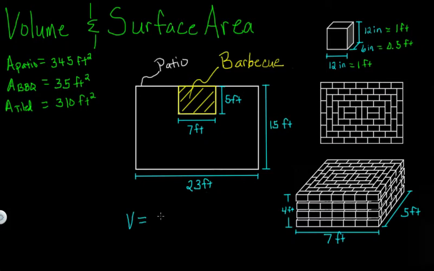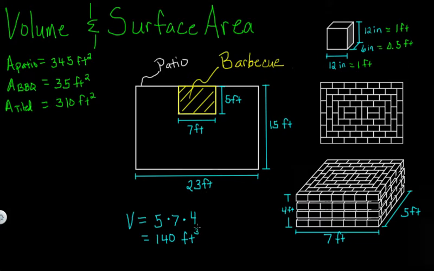So we'll need the area, which we already know is 35. So 5 feet times 7 feet gives us the area of the base. And we take that area of the base and we're going to multiply it by the height. That's our third dimension, the height. So we take that 5 times 7 is 35. 35 times 4 is 140. And the units here will be cubic feet, or feet to the third power.